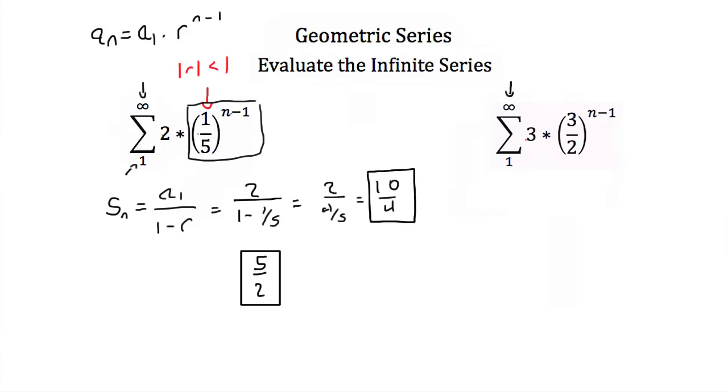Now let's look at our next example. Here we have 3 times 3/2 to the n minus 1. This means that our r value here is 3/2. Well, the absolute value of 3/2, that's greater than 1. So this infinite series does not converge. This is divergent. So we would say that this infinite series diverges. Or you could say that it has no solution. So now that we've covered convergence and divergence, that completes the tutorial on geometric series.